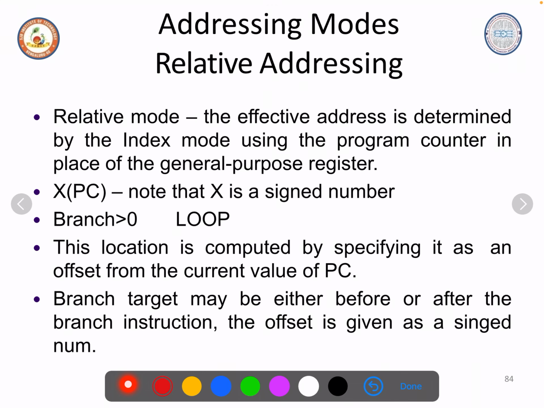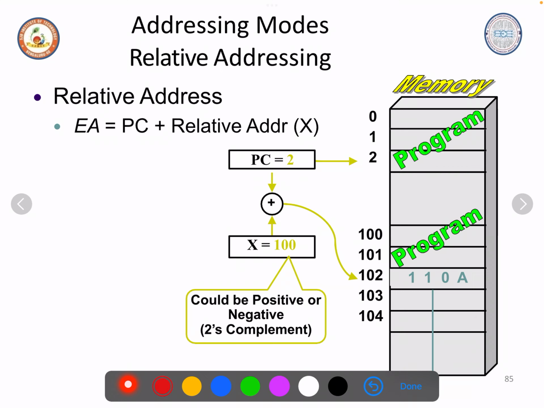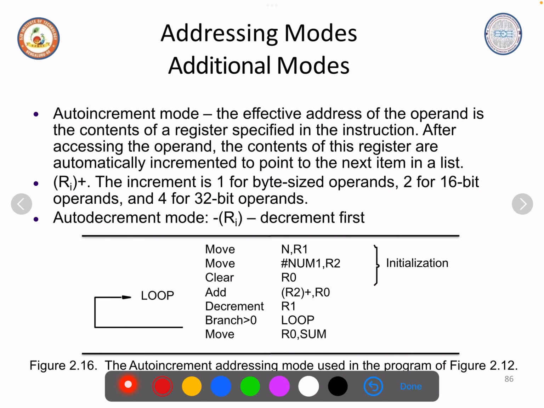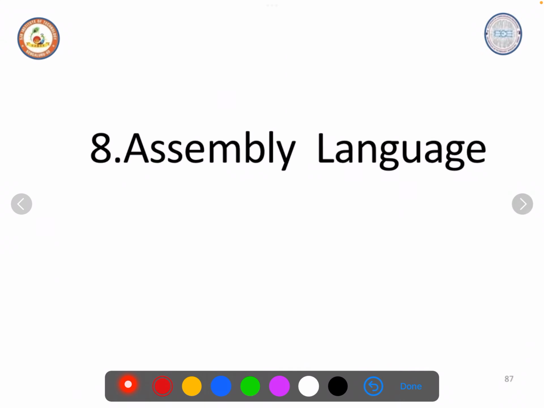This is with respect to PC relative addressing mode. The program counter content will be added with the constant, then that will give you the address of the operand. So coming to additional addressing modes, there is auto increment. Automatically it will get incremented. First the contents will be added with R0, then the pointer will be incremented automatically.